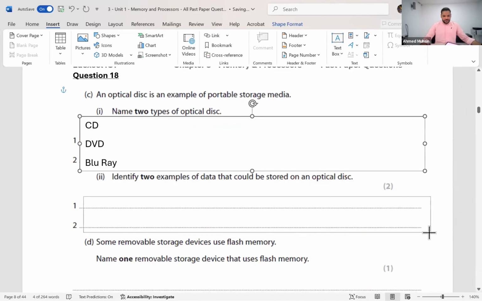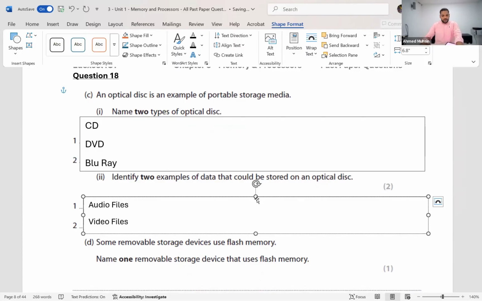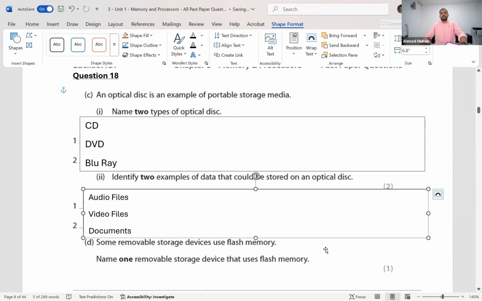Identify two examples of data that could be stored on an optical disc. Audio and video. You didn't read the question. Examples. Audio files, video files. Okay, you can say documents. Sounds good? Girls over there?